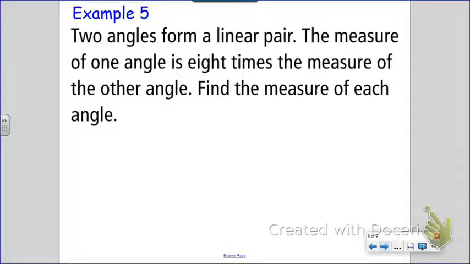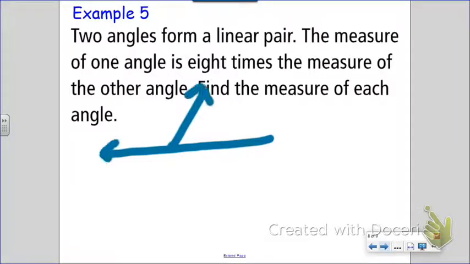Two angles in our next example form a linear pair. The measure of one angle is 8 times the measure of the other angle. Find the measure of each angle. Let's sketch out what we have. We have a linear pair. The measure of one, we'll call it x, and the other angle is 8 times that. So we'll make this the bigger angle. Find the measure of each angle.